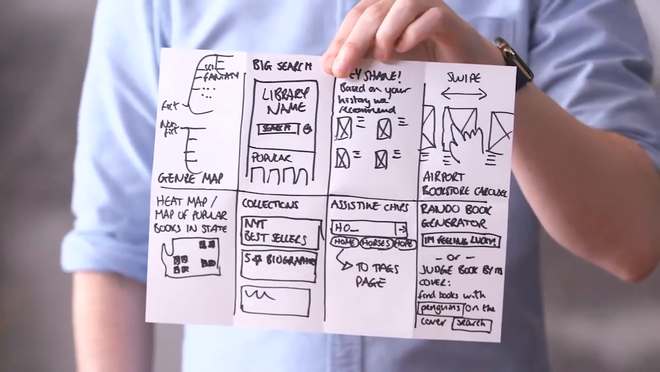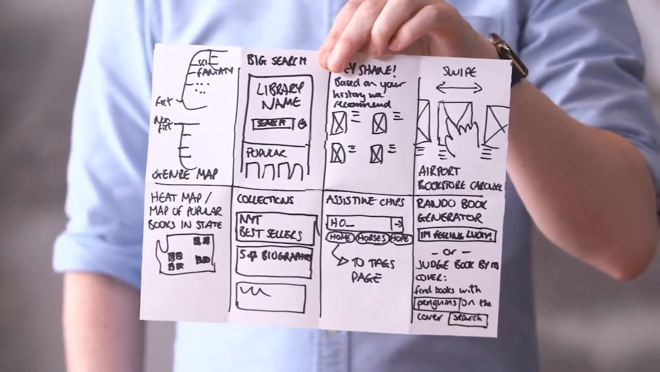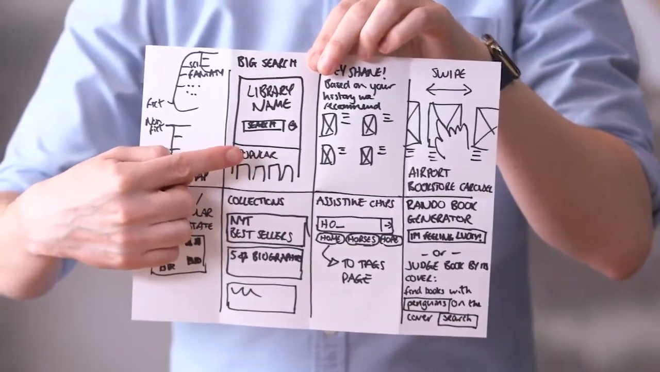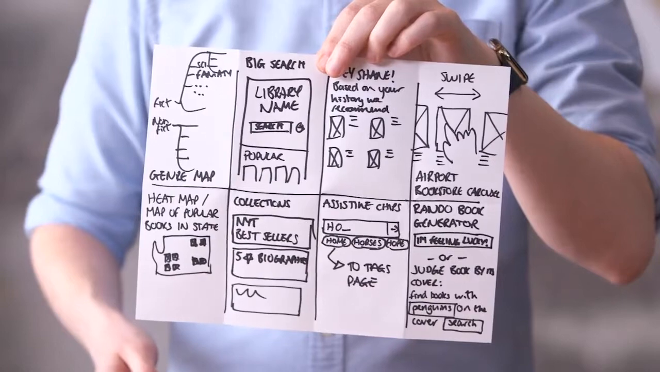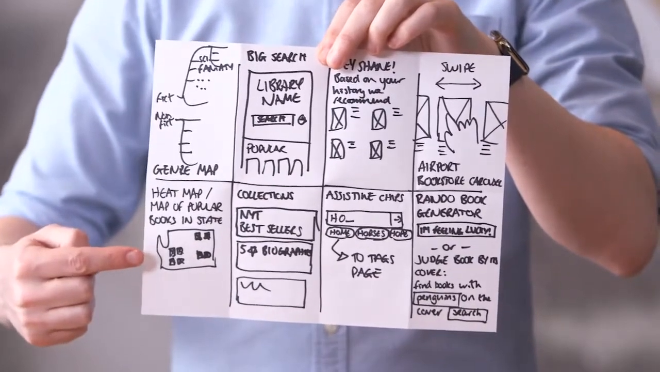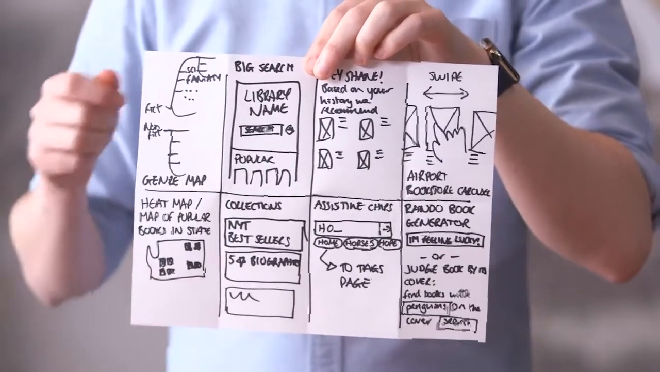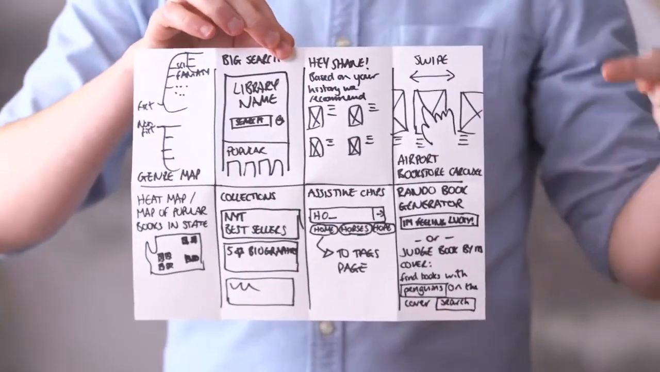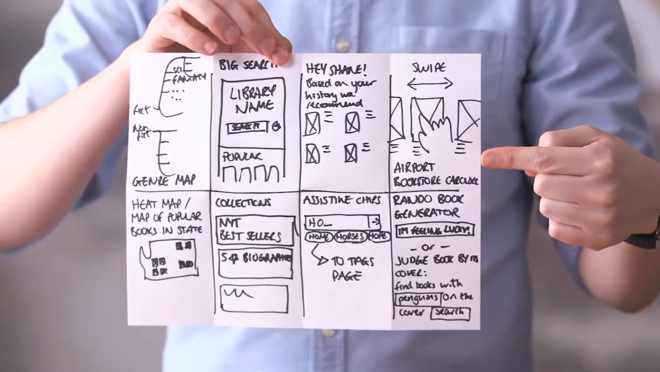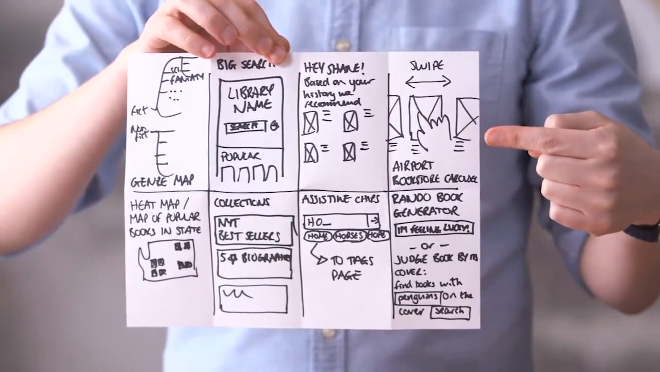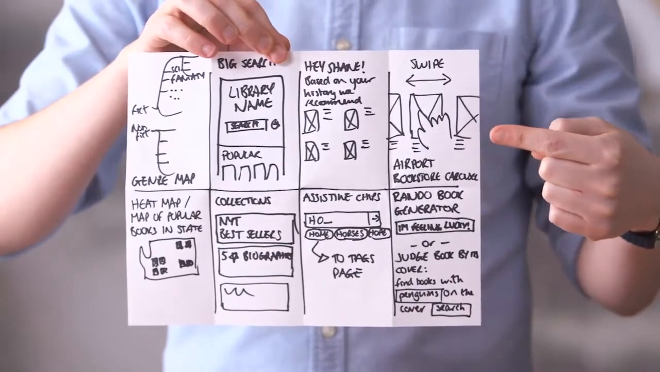If a user wants to find a book, a search box sounds like a sensible place to start, so I drew one of those here. Perhaps users might like to know what the most popular books are in their area or in different parts of the state, so I sketched a heat map of popular books here. This sketch over here shows a carousel of books that a user can swipe through, much like looking through books at an airport bookstore. This idea could bring familiar elements from the physical world into the digital world.